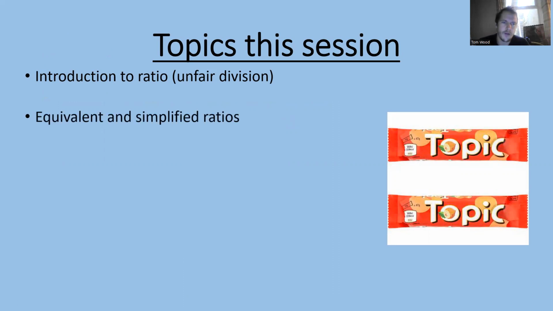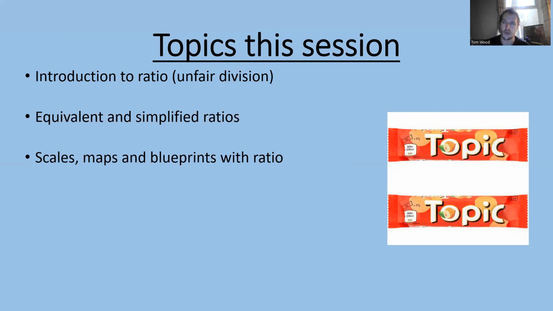And we're going to look at our first idea, which is about equivalent and simplified ratios. Very similar to fractions. In regards to simplify, we are doing the same thing. We are just taking a ratio and making it into a nicer, simpler one. Same with equivalence. We're then going to use this concept to look at more real-life problems and some of the problems that we're going to see in the exam.